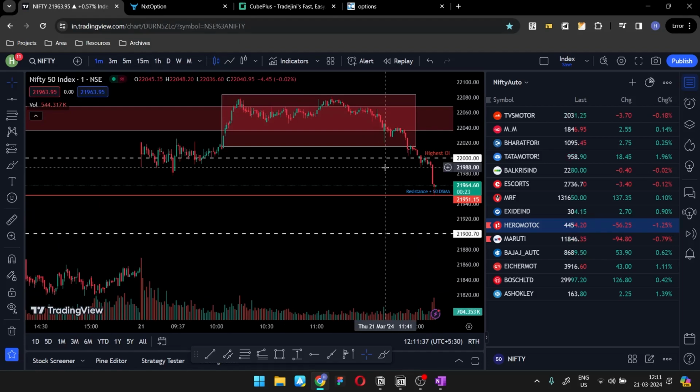Let's see what happens. It's a good place to test it out. And in case this low breaks, cutting that put.